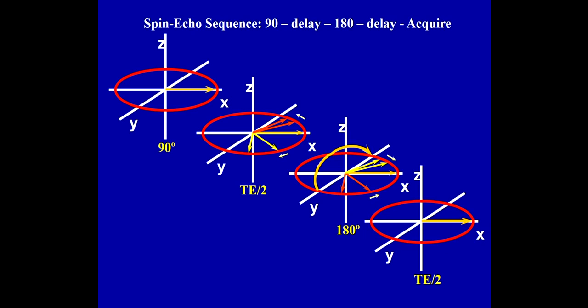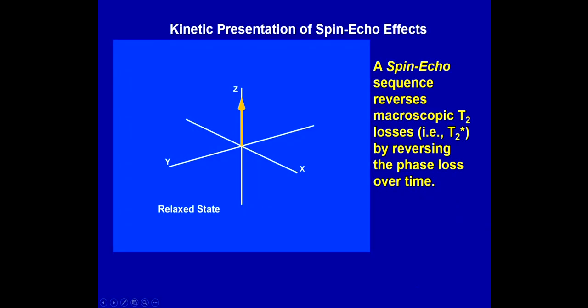The time delay here depends on what you're doing. It could be a few milliseconds, it could be 20 milliseconds or 50 milliseconds. It depends what your purpose is. But by doing this, you will reverse the phase coherences due to the inhomogeneities. Here's a movie of that same thing.